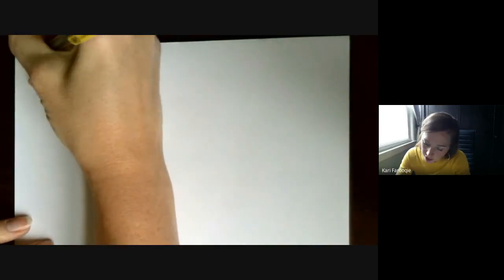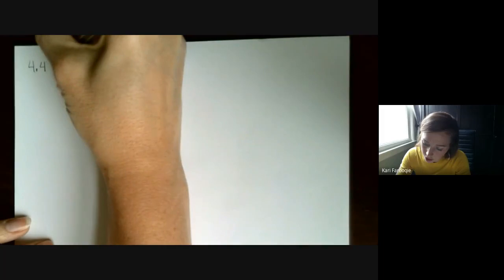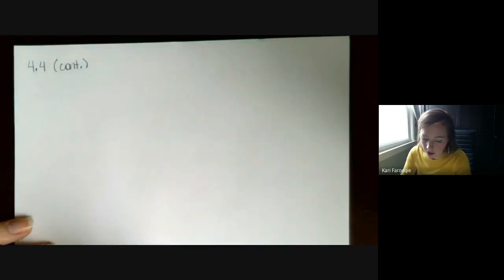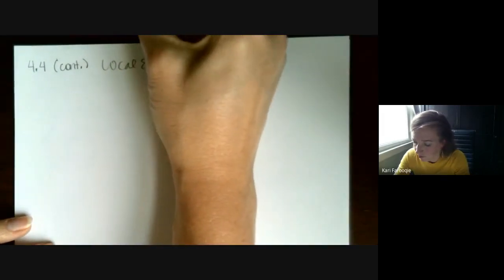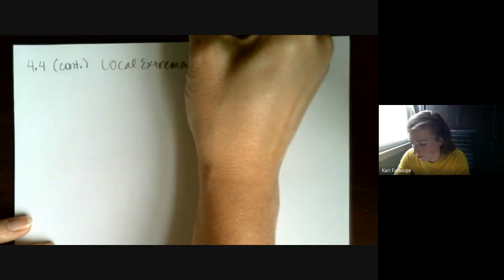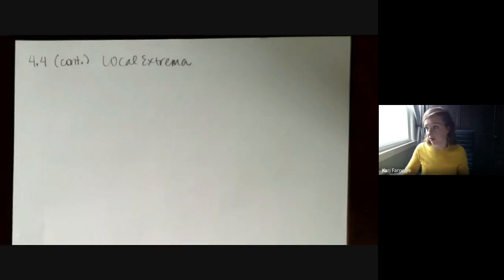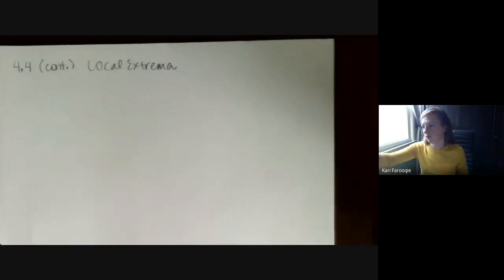The last thing I wanted to do from 4.4 continued is just going to be the local extrema piece. We talked about concavity. We talked about using the first derivative test to find local extrema, but now I want to talk about using the second derivative test to find local extrema.